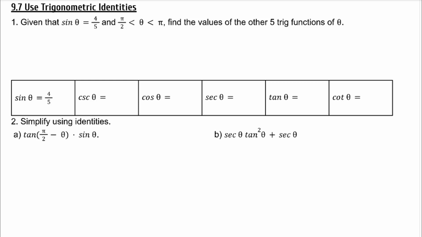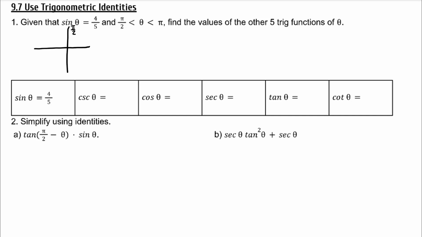Today we're going to learn how to use trigonometric identities to find values or simplify expressions. Given that sine of theta equals 4 over 5 and theta is between pi halves and pi, find the values of the other 5 trig functions of theta. Now we don't know what theta is, but we don't actually have to know, because we have a ratio and we have the location, which quadrant.